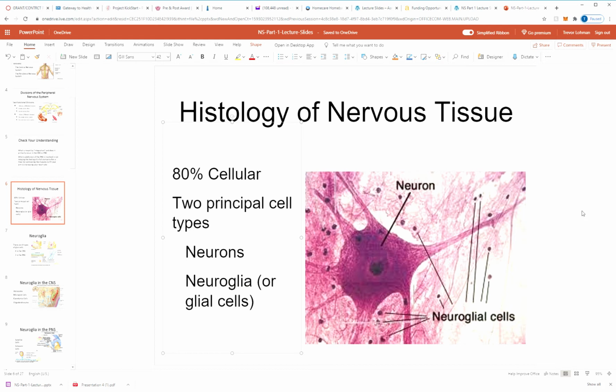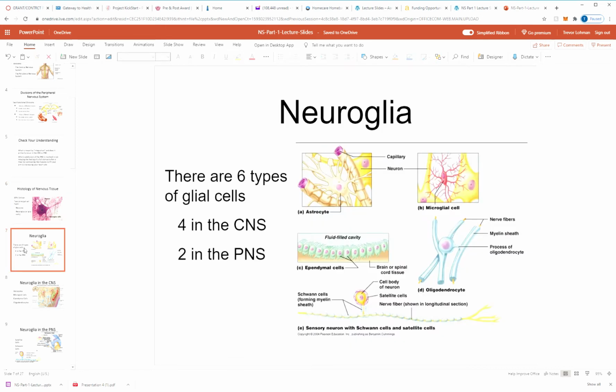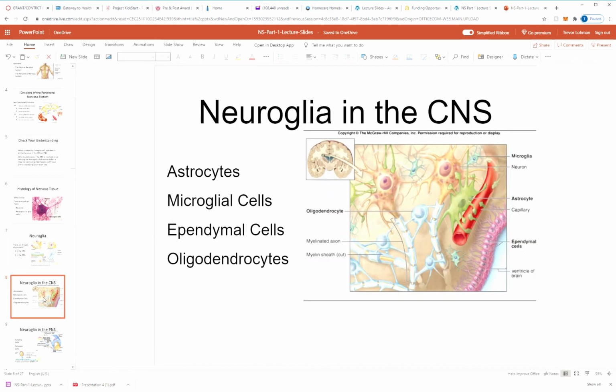You can see neurons are much bigger and they're much more complex. And then you see all these little nuclei around the neuron. Those are neuroglial cells. Their job is to support the neuron. And we're going to actually talk about all 6 types right now. So there are 6 total types, 4 in the central nervous system, 2 in the peripheral. So let's look at central first.